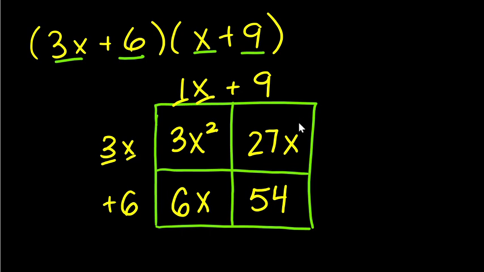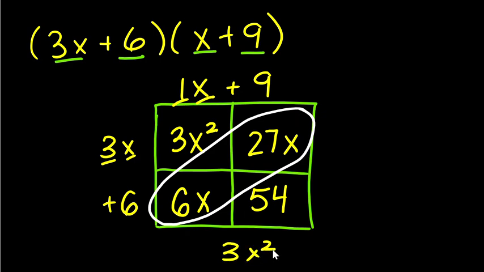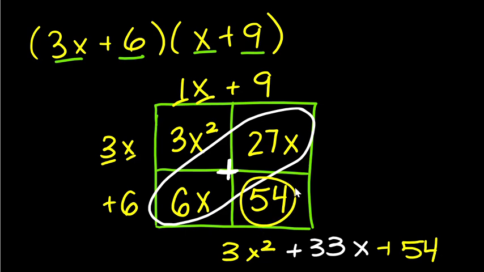We do again have like terms right here on the diagonal. Most of the time, there will be a like term on the diagonal, so keep an eye out for it. The first term will be 3x squared. The second term, when we combine the 27x plus 6x, we'll get 33x. And then our last term again will be a plus 54 because that's our last number down here in the bottom.